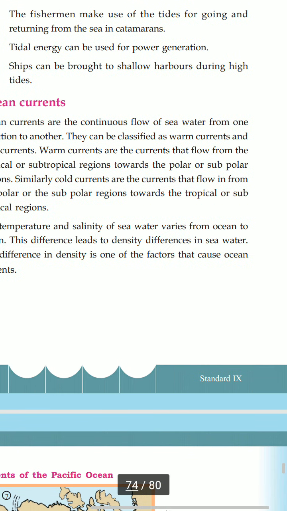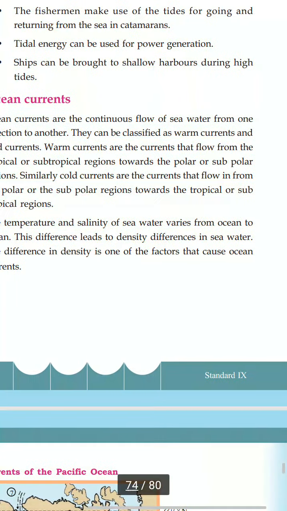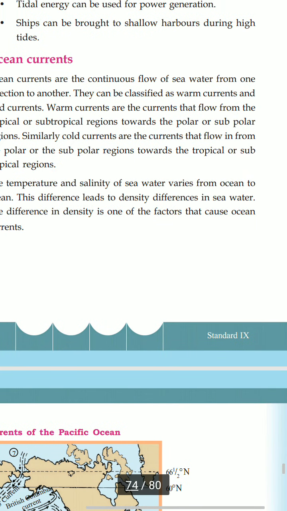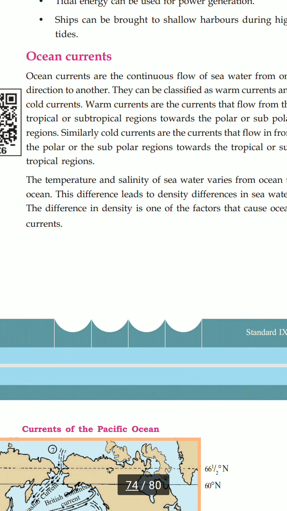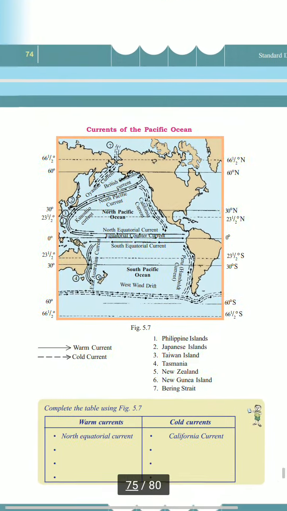The temperature and salinity of water varies from ocean to ocean. This difference leads to the density difference in the seawater. The difference in density is one of the factors that causes ocean current. One is the changes in temperature and changes in salinity of seawater. It will lead to a difference in the density of seawater. This difference in the density of seawater is one of the causes of ocean current.